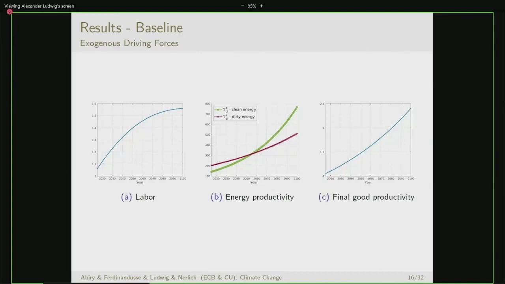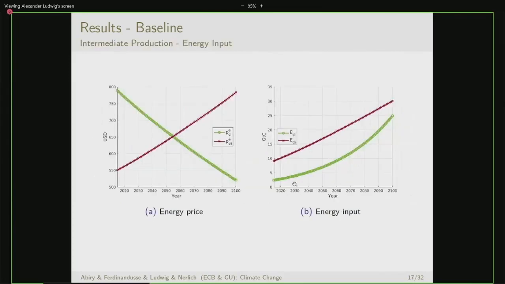In the sensitivity analysis, we have a scenario in which that is not the case. We assume, by reference to the literature in climate economics, that the energy productivity in the clean sector grows faster than in the dirty sector. And the final goods productivity has a constant growth. This assumption on relative productivity growth implies that clean energy becomes cheaper and dirty energy more expensive. It also implies that in the baseline, the clean energy grows faster than the dirty one.